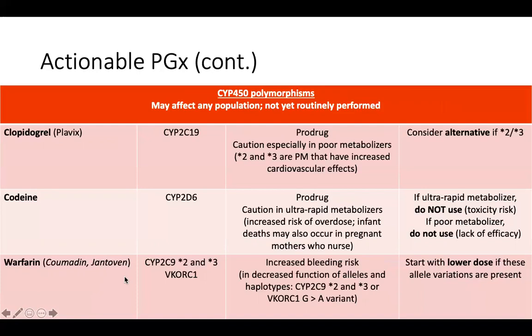Then for warfarin, we can test for these, but it's not going to determine whether or not you should or should not be on it, but it's good to know because there could be an increased bleeding risk. And that's what we normally see with star 2 and star 3, and those are the more decreased function alleles. We would also see a VKORC1 G to A variant. And so we would want to start with a lower dose if these are present.